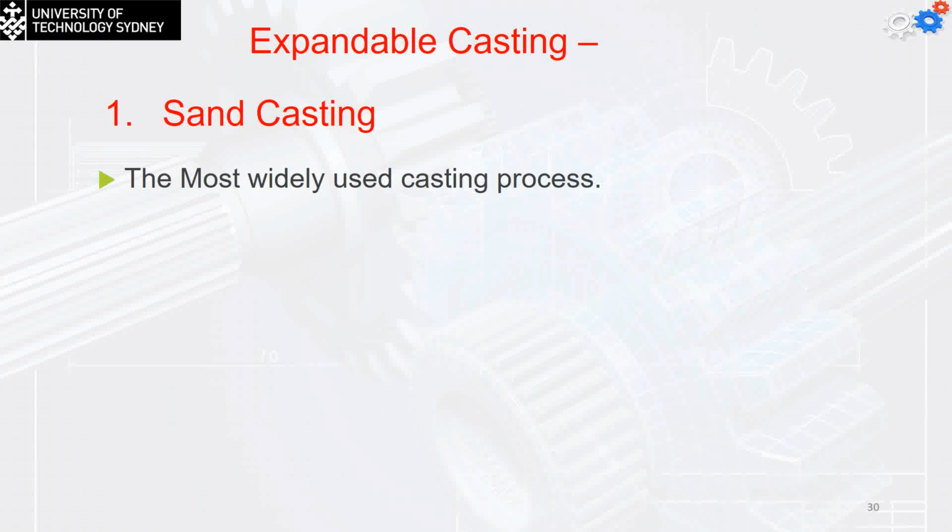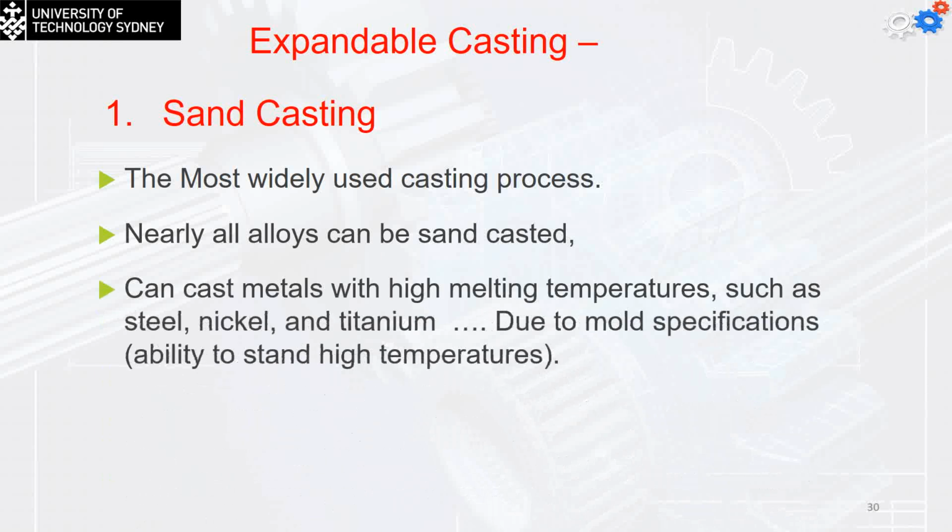Sand casting is the most widely used of the casting processes, and nearly all alloys can be sand cast, whatever the melting temperature is. Now this is one of the main advantages of sand casting, because the mold itself is made of sand, so it is going to take any temperature up to 10,000 centigrade or maybe higher. We can cast metals with a high melting temperature, such as steel, nickel, and titanium, which cannot be done with other types of casting processes.